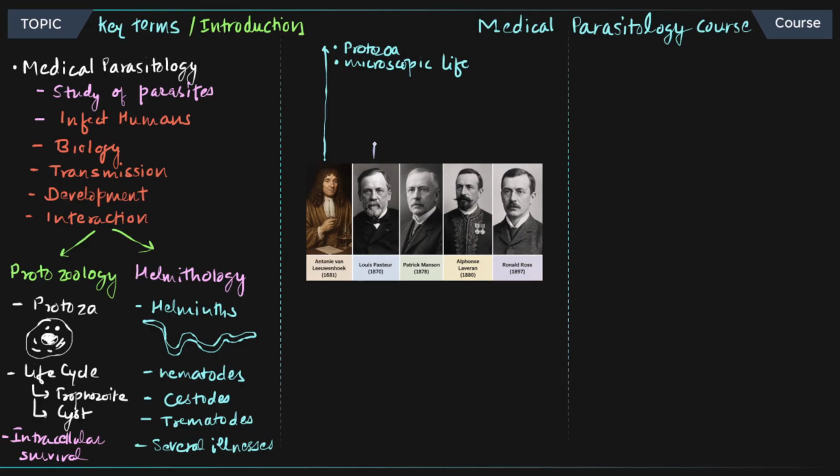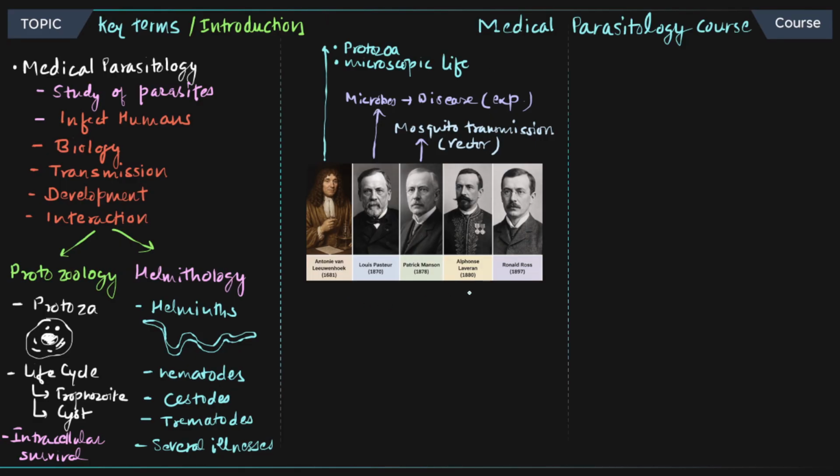Next, we have a very important scientist, Louis Pasteur. He worked around the 1870s regarding the microbes that are responsible for different diseases, and experimentally showed that. Next, we have another scientist, Patrick Manson, 1878, and he was the one who mentioned mosquito transmission as a vector of various diseases, right? So mosquito is a vector. So the concept of vector came from here.